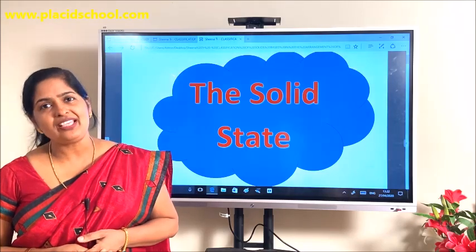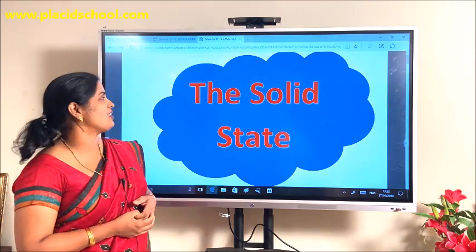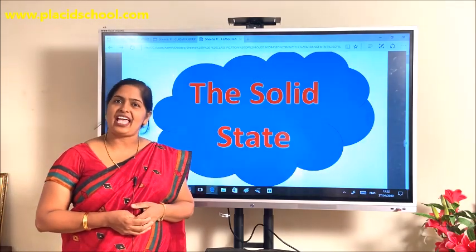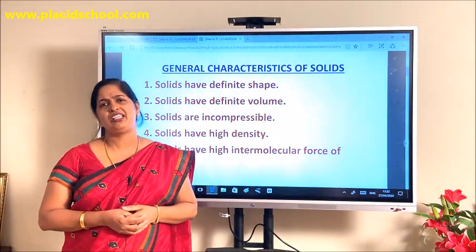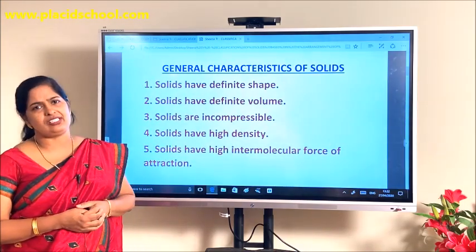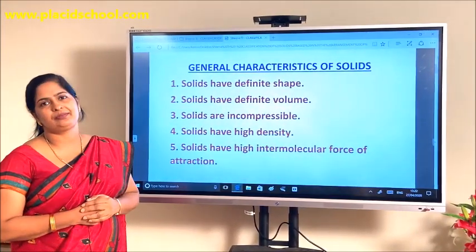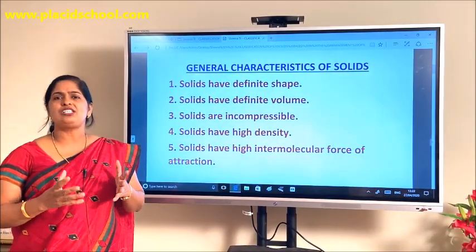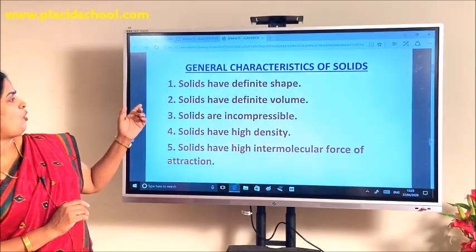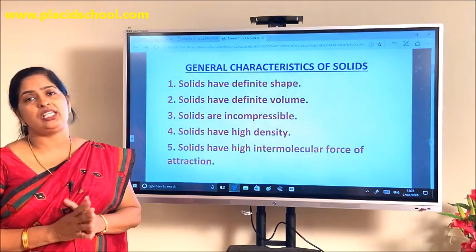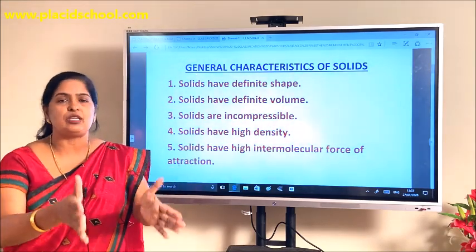Let's move on to the first subtopic, which you are quite familiar of, you study in previous classes, that is general characteristics of solids. I'm 100% sure all of you are quite familiar with the general characteristics of solids, which includes solids have definite shape, because we know the particles with which the solid is made up of are closely packed. Second point, solids have definite volume. The particles won't fly away when we keep it in some place.